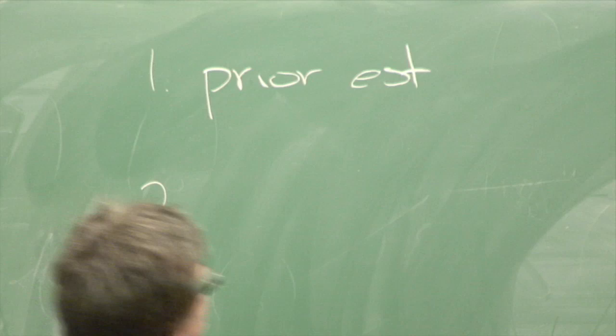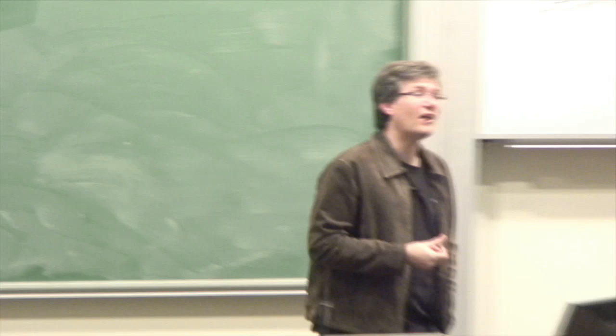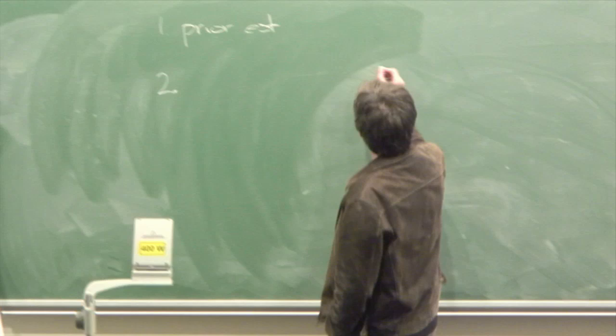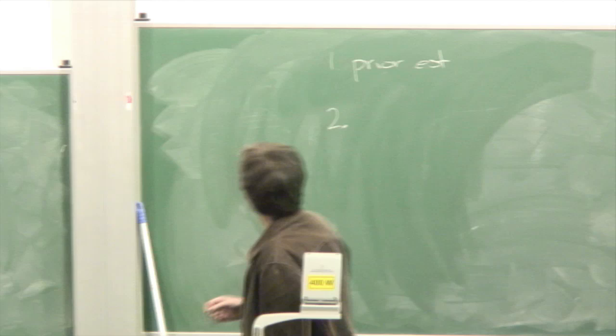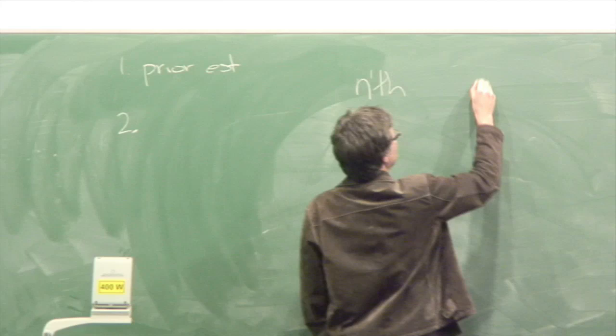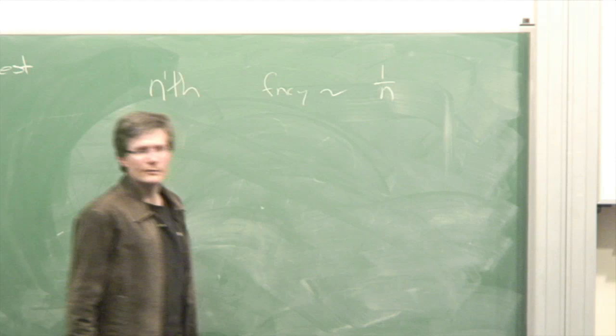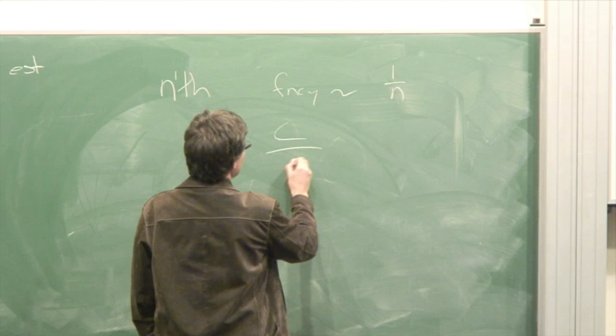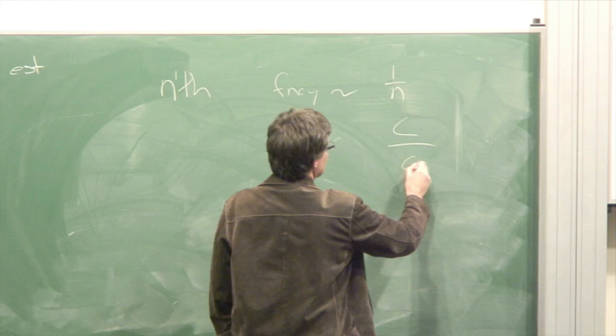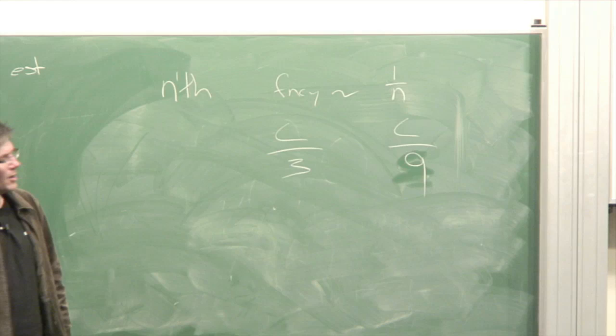So a famous guy, Zipf, worked out a theory that by looking at natural language texts, the words in the text didn't occur with uniform frequency. In fact, the nth most common word occurred with frequency proportional to 1 on n. So the third most common word occurs roughly with frequency c on 3. And the ninth most common word occurs with frequency c on 9. So the ninth most common word is 9 times less likely to be found than the most common word.